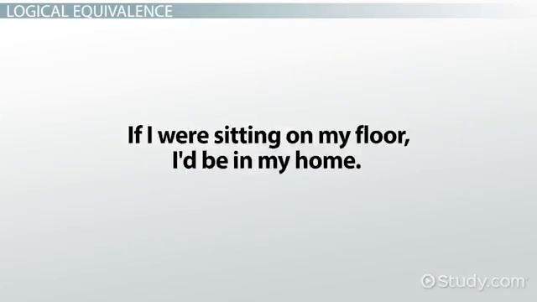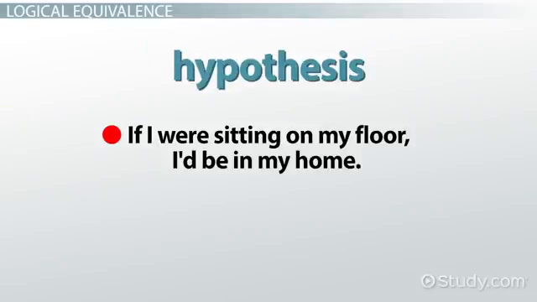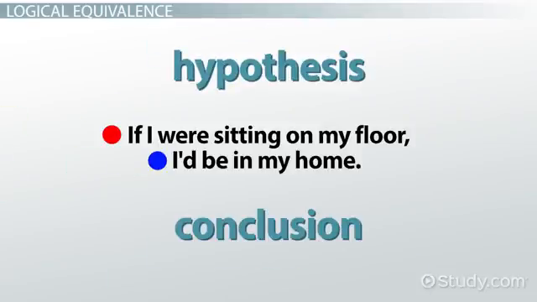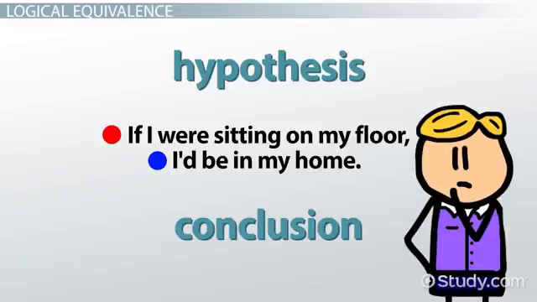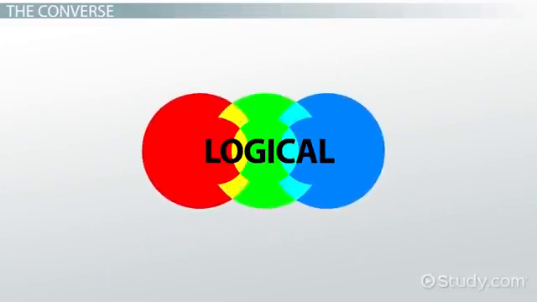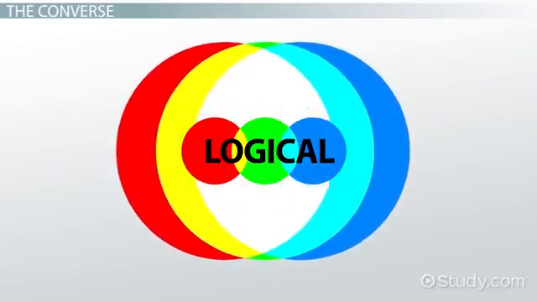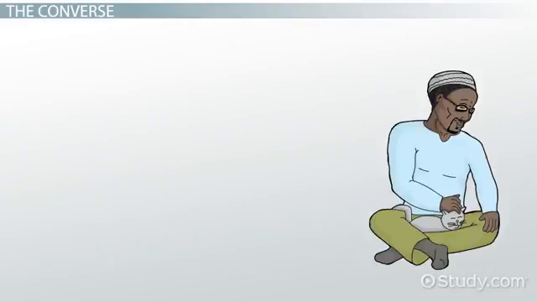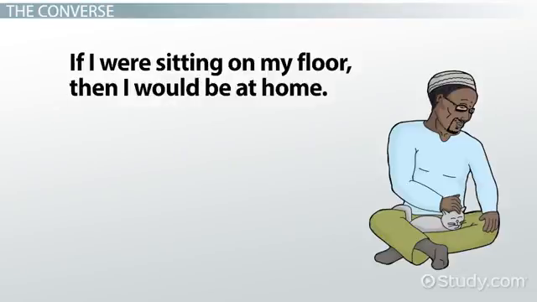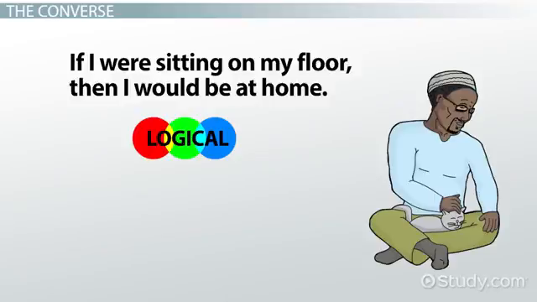This is how we construct logical equivalences. We create a hypothesis, if I were sitting on my floor, and a conclusion, I would be in my home, and compare them, then do the same for a second statement. So how do we know it's true? It's just logic. There are many ways we can talk about logical equivalences, but let's focus on four of the most common. Imagine that I said the conditional phrase, if I were sitting on my floor, then I would be at home. That is logically accurate.